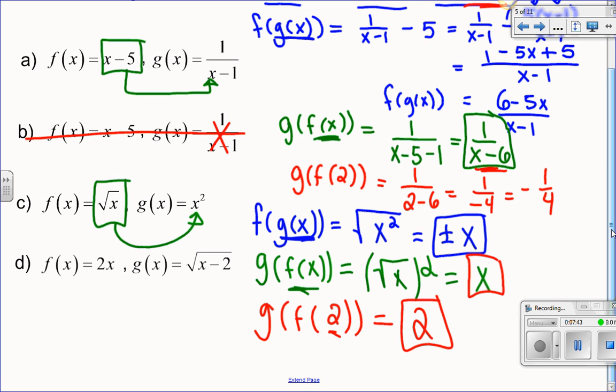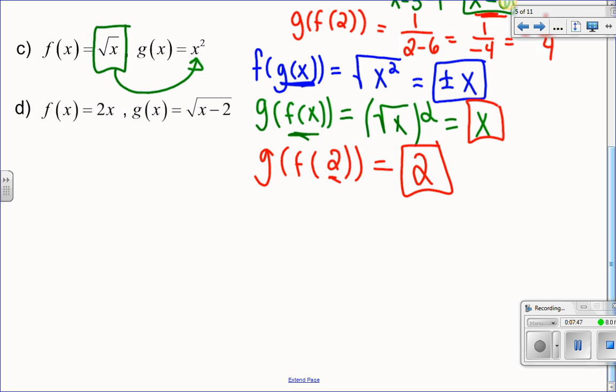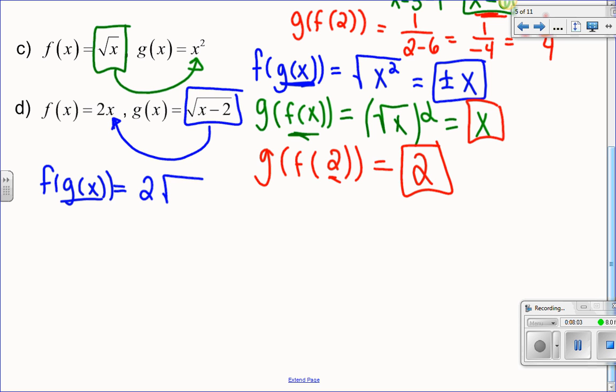Okay, letter D then. We want f of g of x. So it's saying take g of x, substitute it into the x of f of x. So we'll have 2 times the square root of x minus 2 as our function.